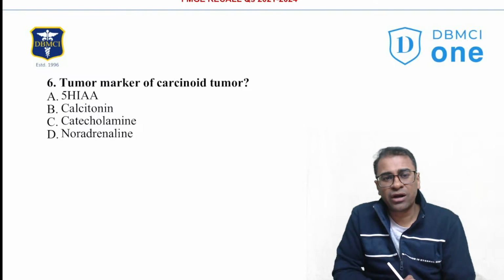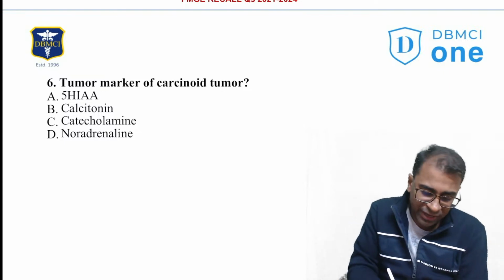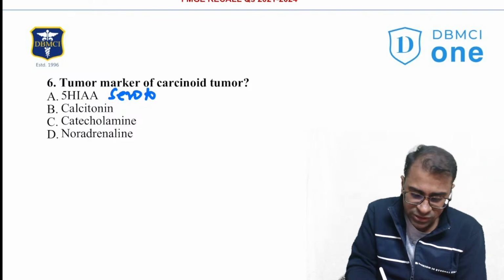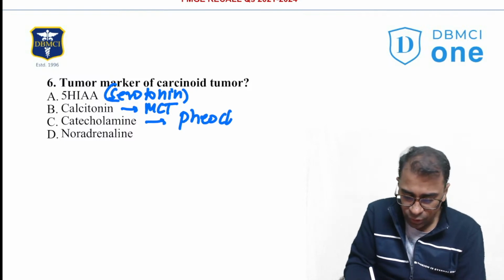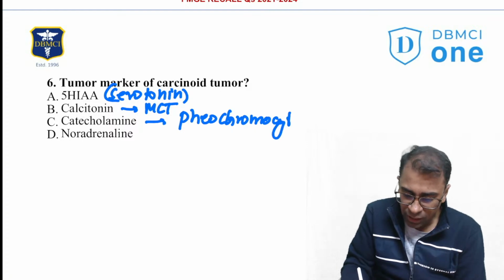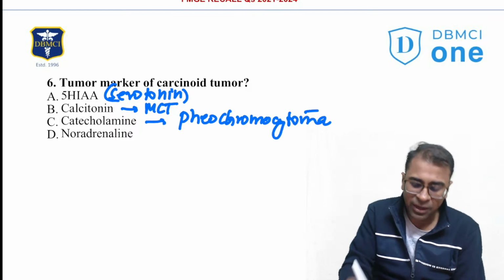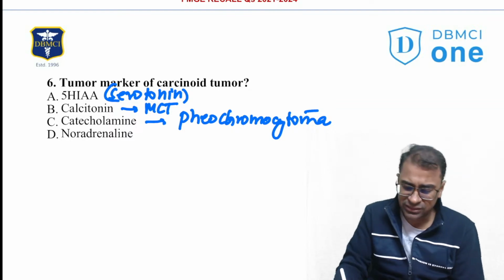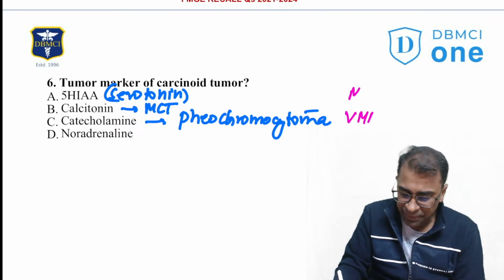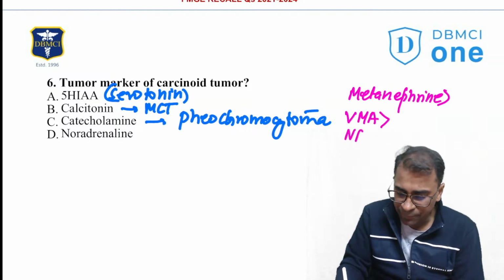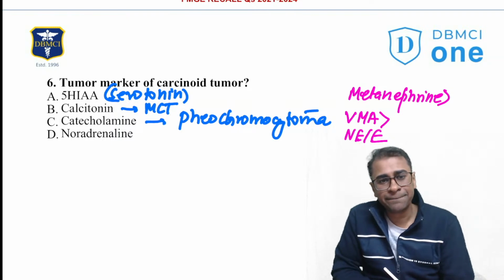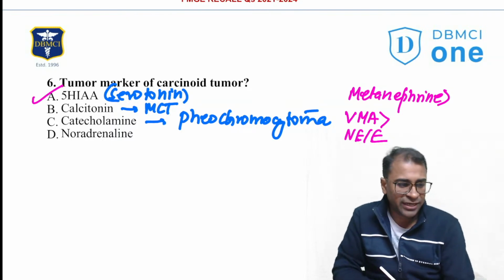What is the tumor marker for carcinoid syndrome? 5-HIAA, which is a marker for serotonin. Okay, this is for medullary thyroid carcinoma. This is for pheochromocytoma. But do remember, if the question is what is the best marker for pheochromocytoma, the best answer is metanephrine. If not in the options, go with VMA. If not in the options, go with norepinephrine/epinephrine. So here the answer is 5-HIAA.